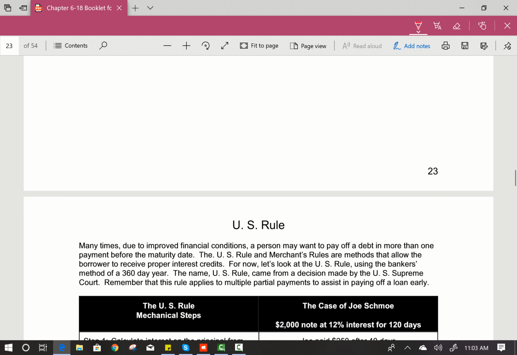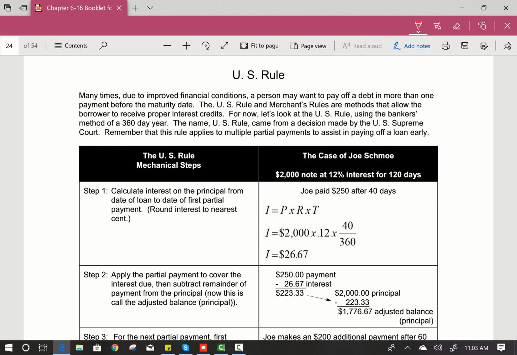Okay, then we have another area of the chapter called the U.S. rule. This particular area is many times due to improved financial conditions. A person may want to pay off a debt in more than one payment before the maturity date. The U.S. rule and the merchant's rules are methods that allow the borrower to receive proper interest credits. For now, let's look at the U.S. rule using the banker's method of a 360-day year.